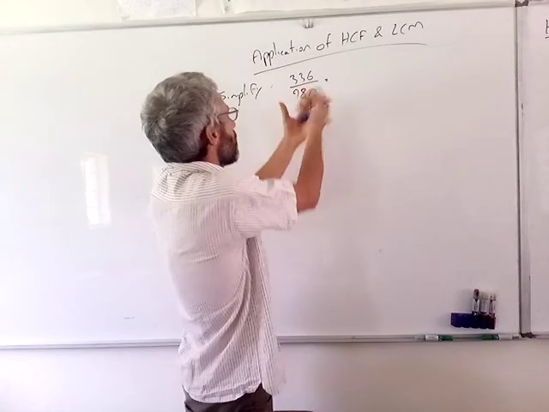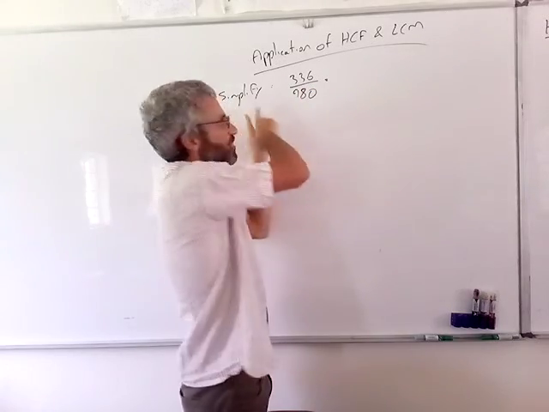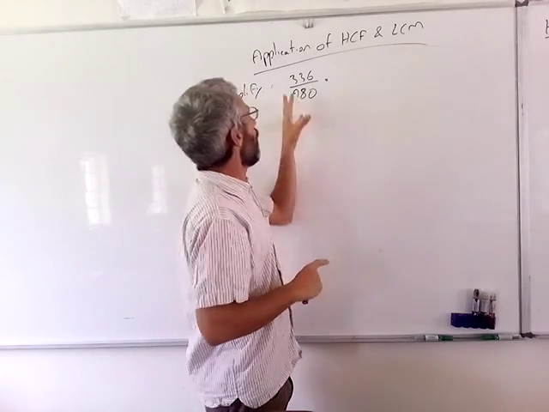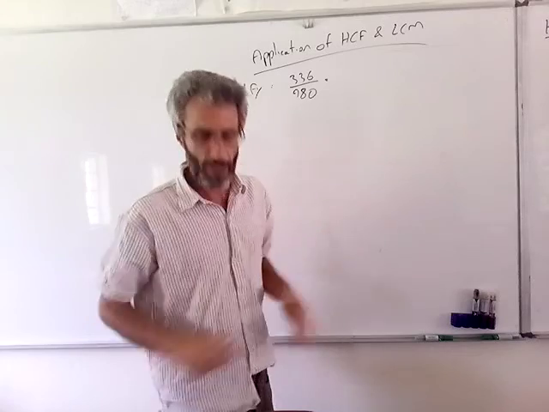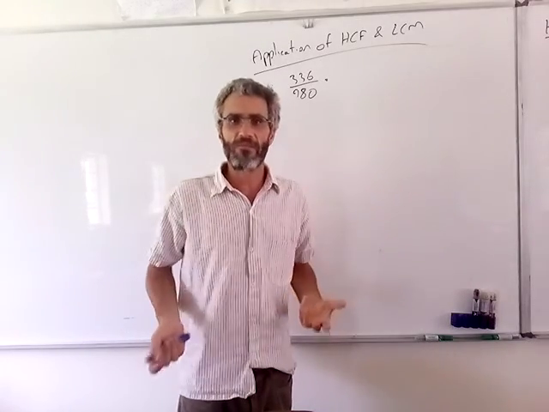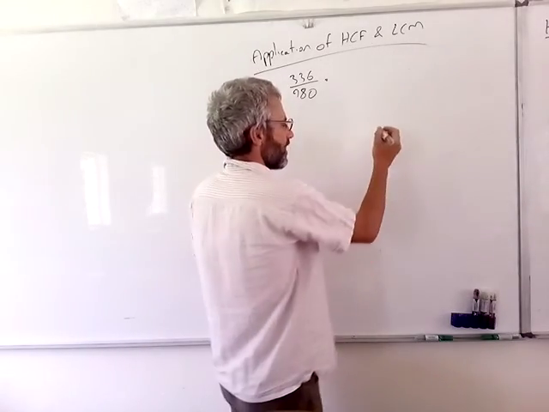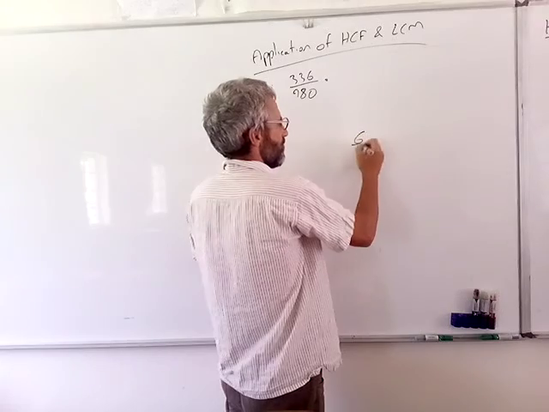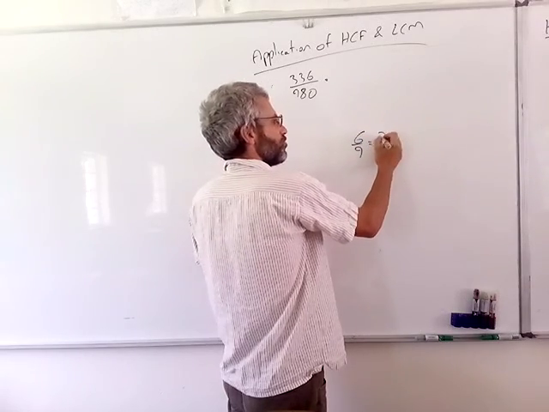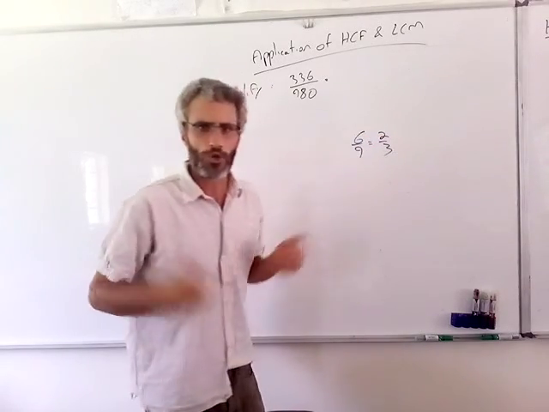So there's really just one problem we're going to go through, and that's to simplify a fraction. We've got 336 divided by 980, and I want to simplify it. Okay, what do you mean simplify? Just like, I don't know, 6 over 9, I can simplify it to 2 over 3. Okay? So how do I do it?